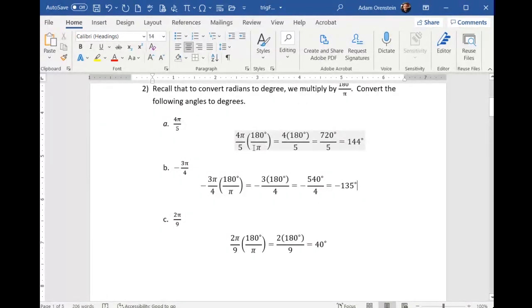Now, hopefully you can see that the pi symbols cancel, right? Pi's on top here, pi's in the bottom here. So the pi's cancel, and you're left with 4 times 180 degrees over 5. That's what you're left with. And if you multiply the top, you get 720 degrees. 720 degrees divided by 5 is 144 degrees. So that's what we get here. That's for the first one.